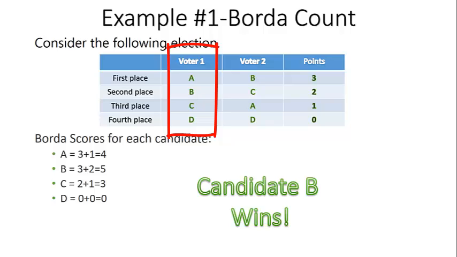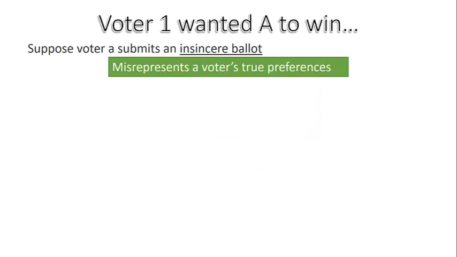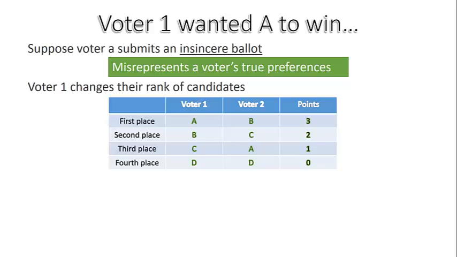Okay, but notice that voter 1 here really preferred candidate A. They really had candidate A as their top choice. So since voter 1 wanted A to win, suppose that voter decided to submit an insincere ballot, which is, of course, a misrepresentation of their true preferences. So they decide they're just going to change their rank. This is how the election was originally, this is their actual feelings on the matter. But voter 1 decides to submit an insincere ballot to see if they can force their top choice candidate A to win.